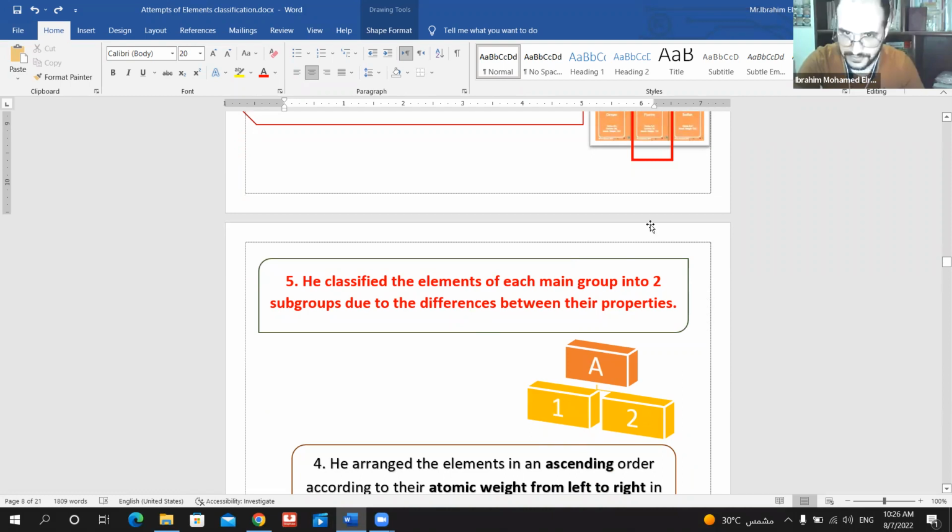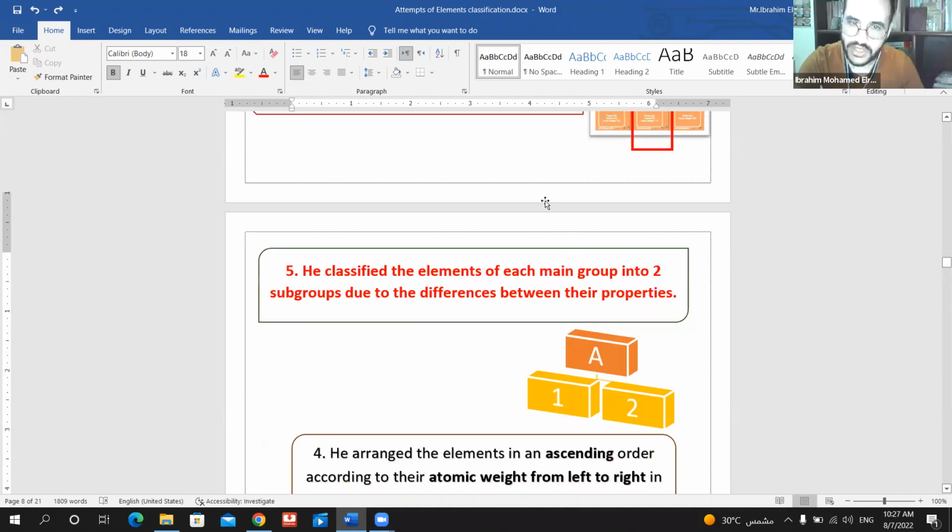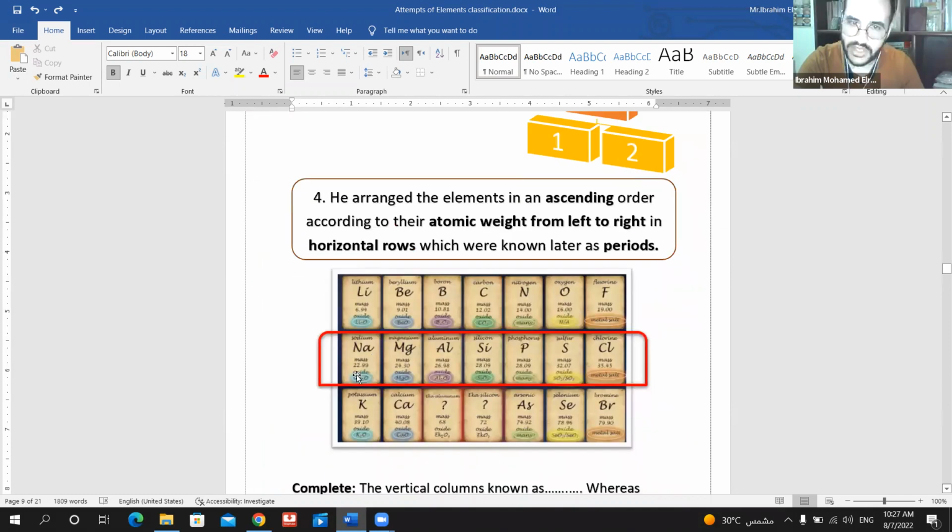And then, when he was doing this classification or arrangement, he noticed that there is an increase in the atomic weight from left to right. For example, here 1, 2, 3, 4, 5, 6, there is an increase from left to right in the atomic weight. So he arranged the elements in ascending order according to the atomic weight. Like you see here, sodium has 22, magnesium has 24, so 22, 24, 26, 28.